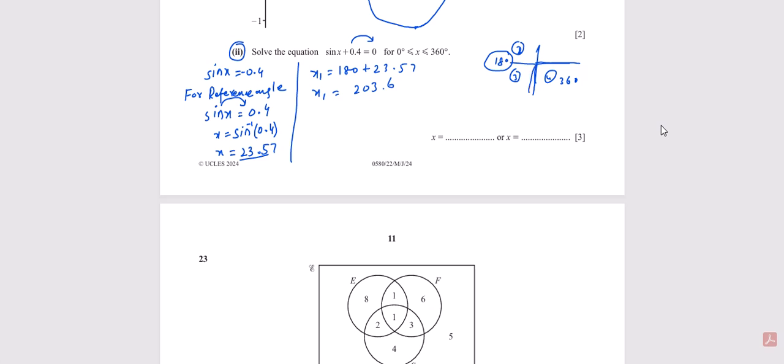And now third quadrant done, and now use the fourth quadrant. So x2 is equal to 360 minus the reference angle 23.57. So x2 is equal to 336.4. So x is equal to 203.6 and 336.4.